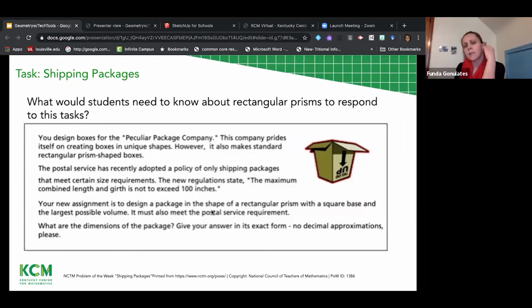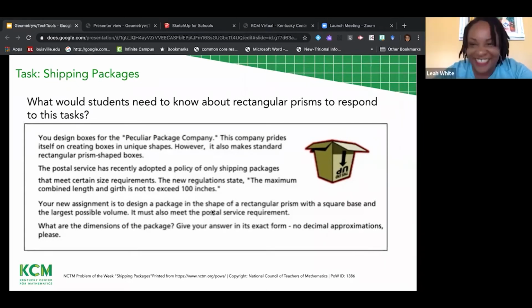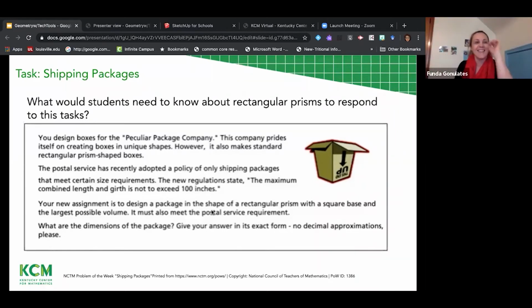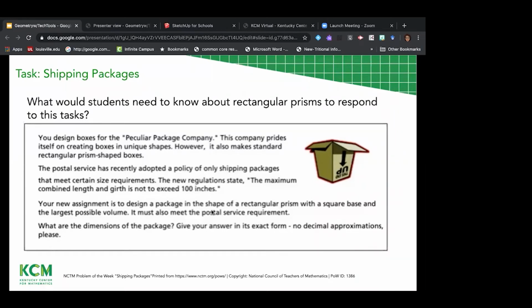Just to clarify, girth? Yeah, that's what I was going to ask. What does girth mean? Yes, absolutely. Yeah, I think girth is a word. Thanks, Fiona, for being in my brain. Yeah, girth is a word that I think students would be like, what is that?